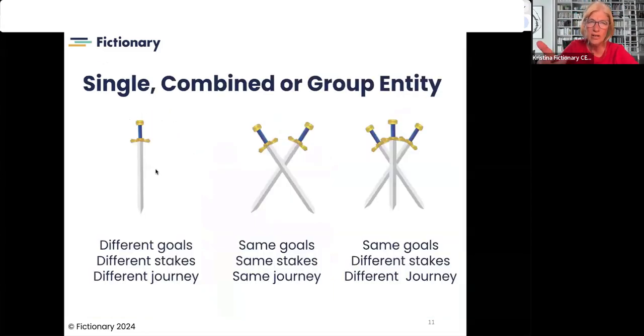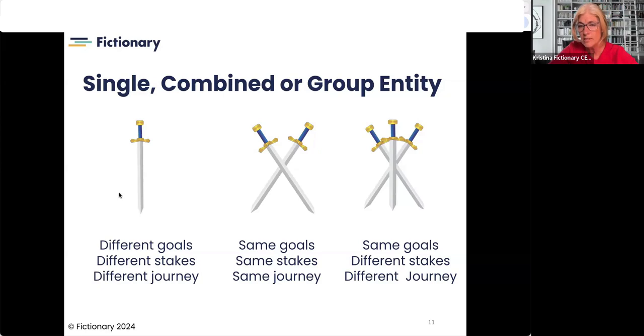All right, so in fantasy we've got single protagonist. That's my one sword. So different goals, different stakes, different journey for your characters. Then you know one of them is the protagonist. Combined means 2 characters have the same goals, same stakes, same journey. And I think the one we're going to bring up in the fantasy course is Zodiac. Is it the Zodiac one? Zodiac Academy, Lucy? Yeah, Zodiac Academy is written from Tori and Darcy's point of view, and they're a combined protagonist. So great example for a combined protagonist.